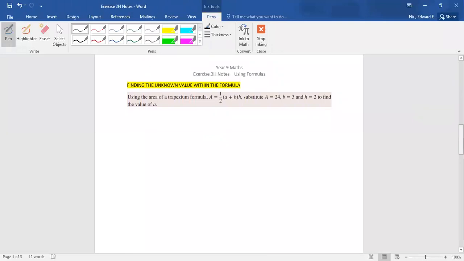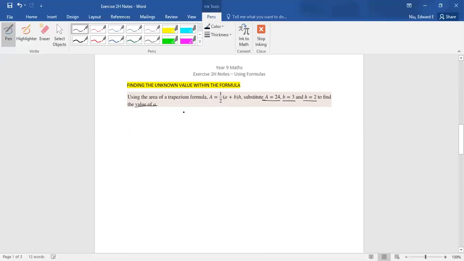The next part is, once we know how to substitute values into formulas, they up the difficulty and they ask us to find the unknown value within the formula. So here we've got our area of a trapezium, A equals half times (a plus b) in brackets times the height. What they tell us now is the big A equals 24, so the area is 24. The little b is 3, and the h is 2. And our task is to find the value of a.